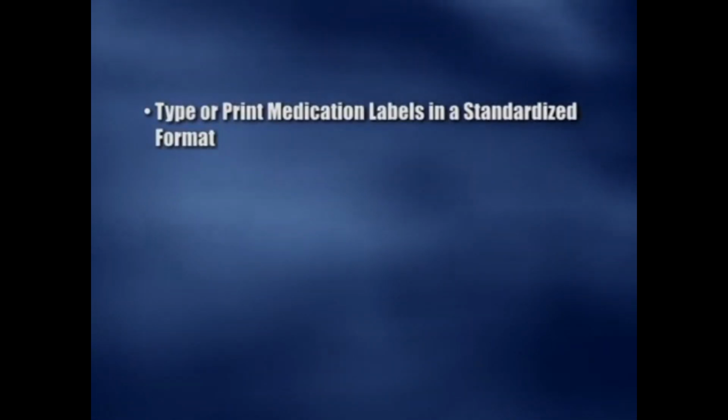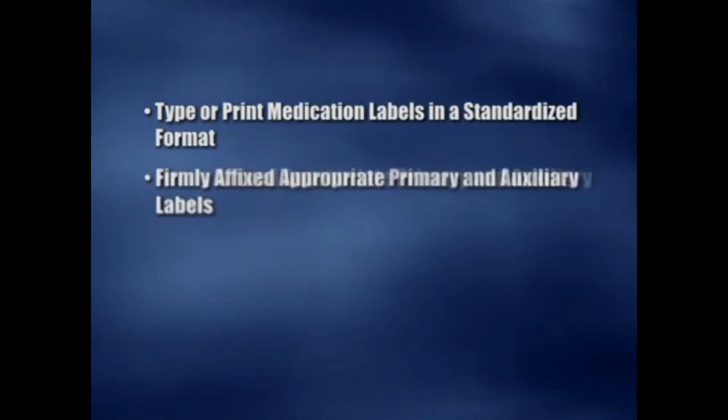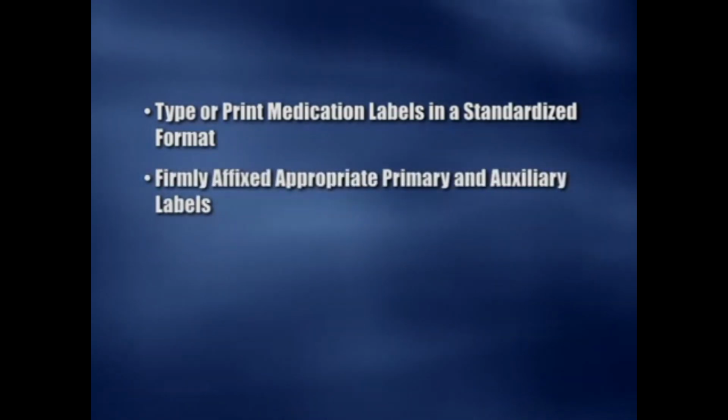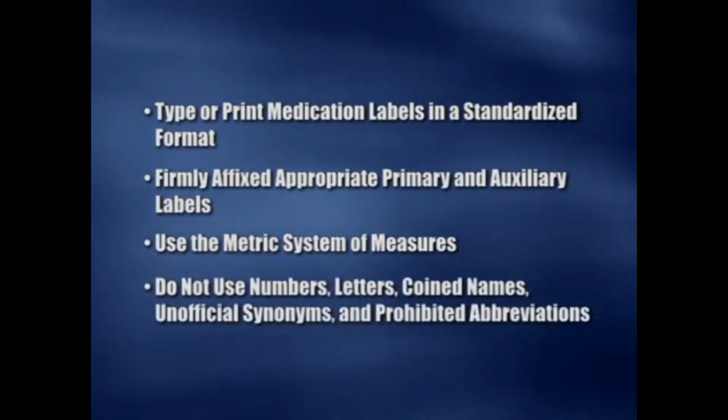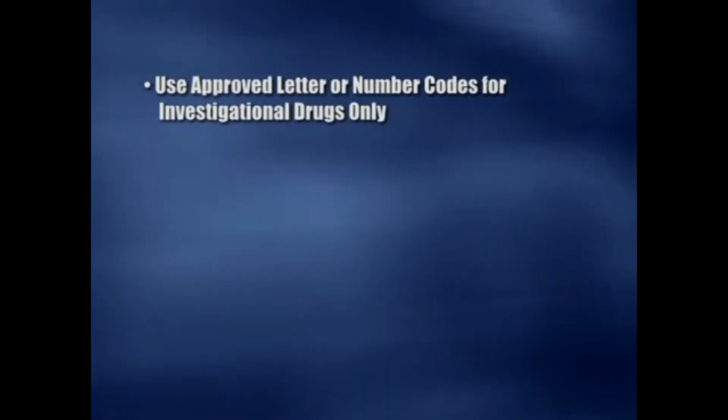Type or electronically print medication labels in a standardized format to ensure that they are legible, accurate, and complete. Make sure that the appropriate primary and auxiliary labels are firmly affixed to the container. Use a metric system of measures instead of the apothecary system. Do not use numbers, letters, coin names, unofficial synonyms, and prohibited abbreviations to identify medications, with the exception of approved letter or number codes for investigational drugs.